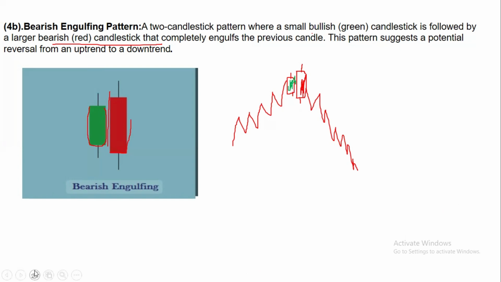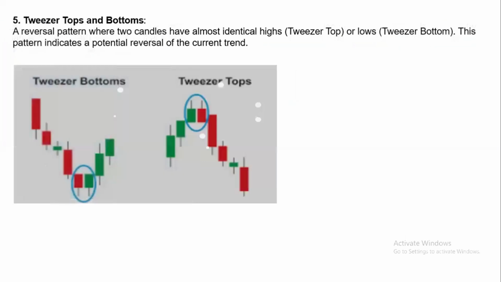So let's go to the next one on our list. Now, the other type of candlestick we have is tweezer tops and tweezer bottoms. This is a very unique type of candlestick pattern. It is a reversal pattern where two candlesticks have almost identical highs or identical lows, right? And it is a type of candlestick that signifies that there is a reversal of the current trend.